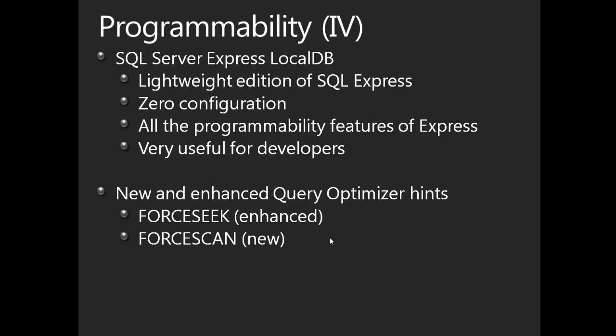There are new enhanced query optimizer hints like the for seek hint, which is now enhanced, where you can specify an index column to further control the access method of the index. The for scan table hint is a new one. It complements the for seek hint by specifying that the query optimizer uses only an index scan operation as the access path to the table or view referenced in the query. The over clause has been extended to support window functions.